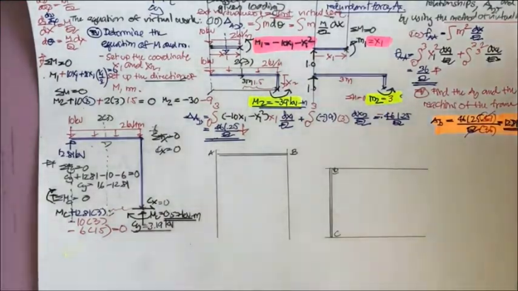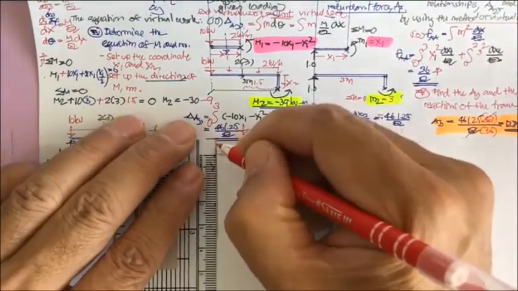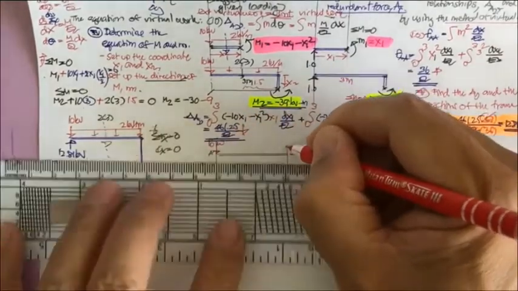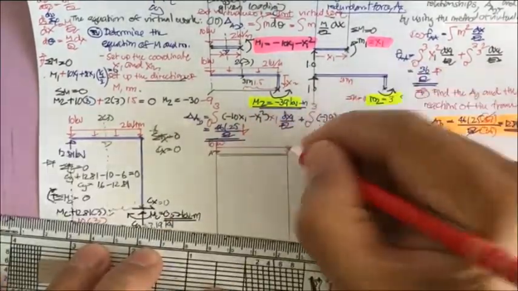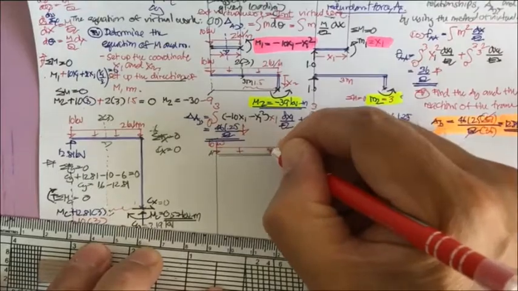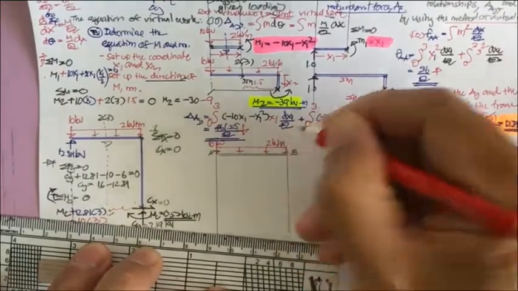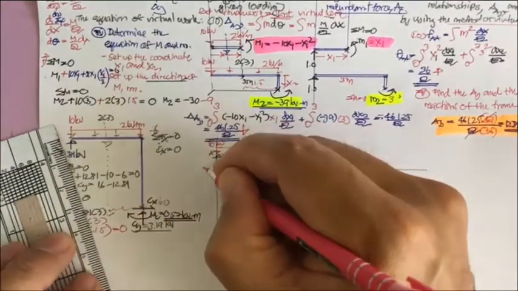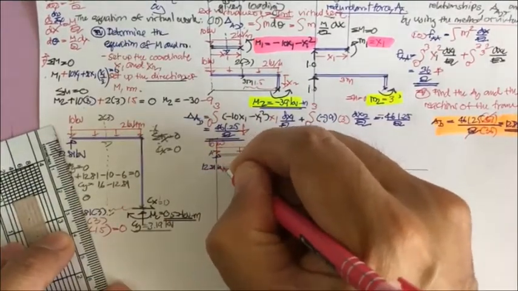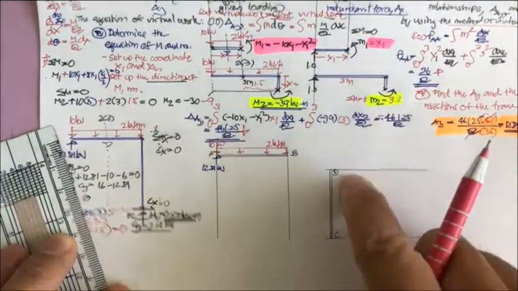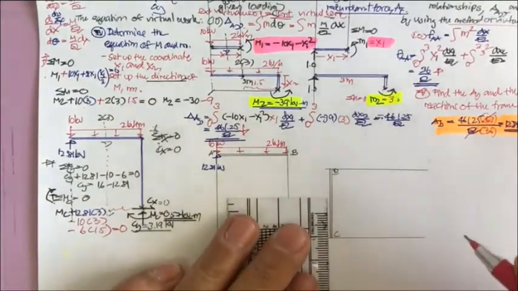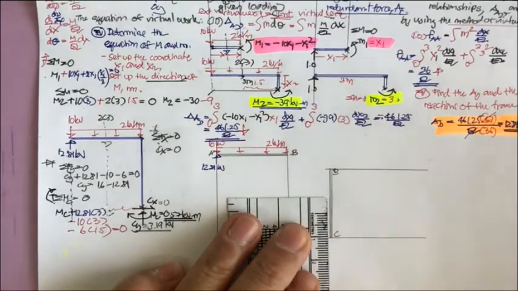And what we have is the force, that is 10 kilonewton. And this is going to be 2 kilonewton per meter. And this one is going to be 12.81 kilonewton. And for this one, no forces. And we have this one for 3.19.